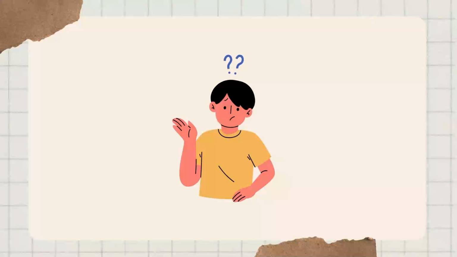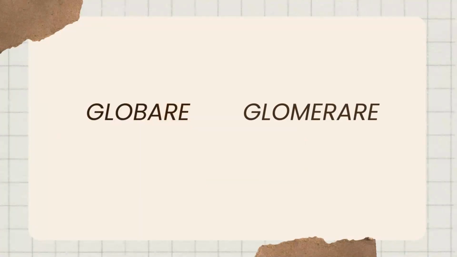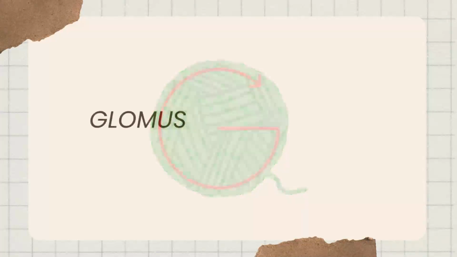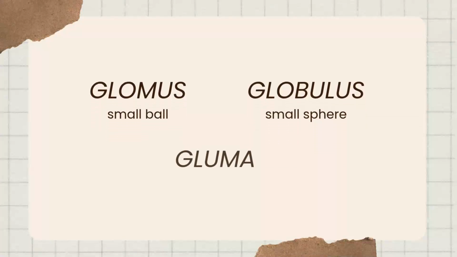But how did this angular letter suddenly become rounded, looking more like a C? Here's a possible pictographic explanation. The Latin verbs globare and glomerare mean to round off or to gather into a ball. To form a ball of thread, for example, you start from the center and spiral outward. Also, glomus means little ball, globulus refers to a small sphere, and gluma is the skin of a fruit. All of these words evoke a rounded shape. To make a ball of yarn, you wrap thread around a spindle, starting from the center. Follow the curve.